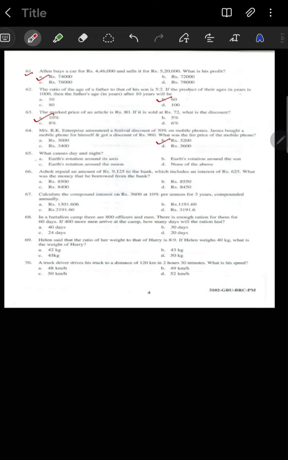So option A is your correct option. Earth's rotation around its axis causes what? Day and night. The next question, number 66.